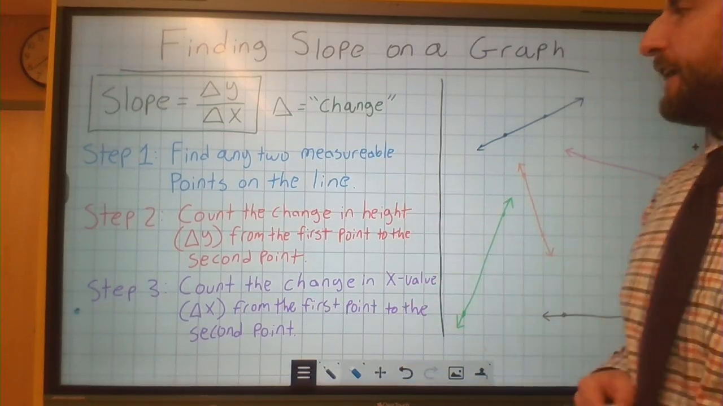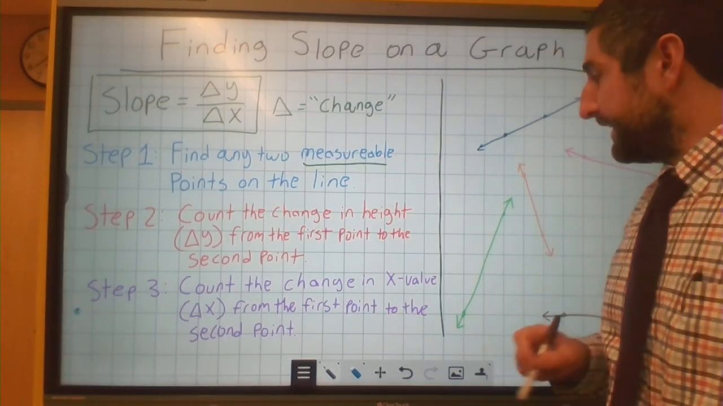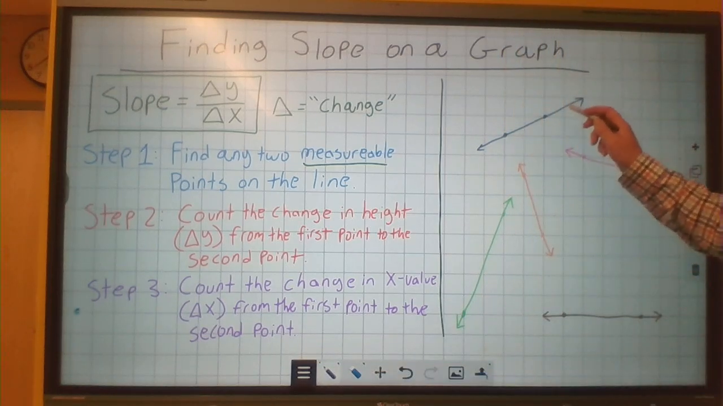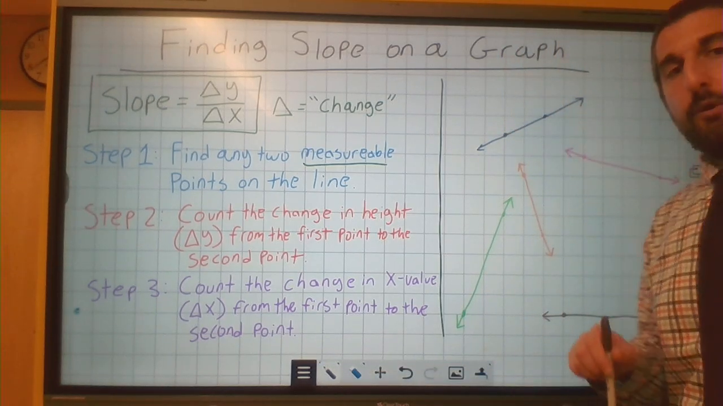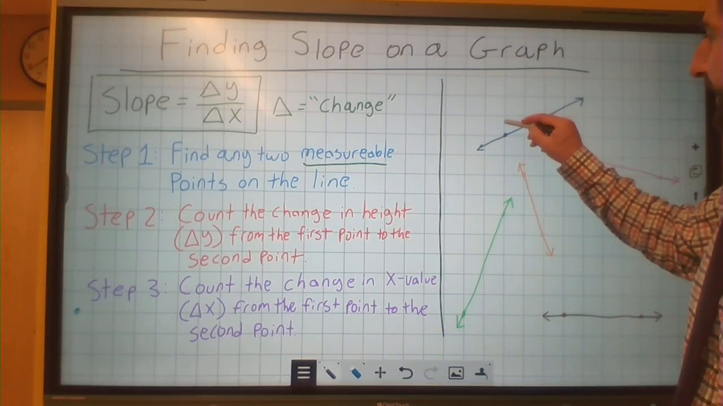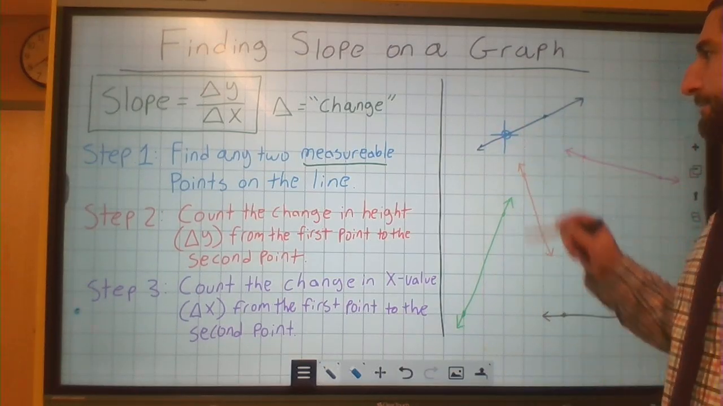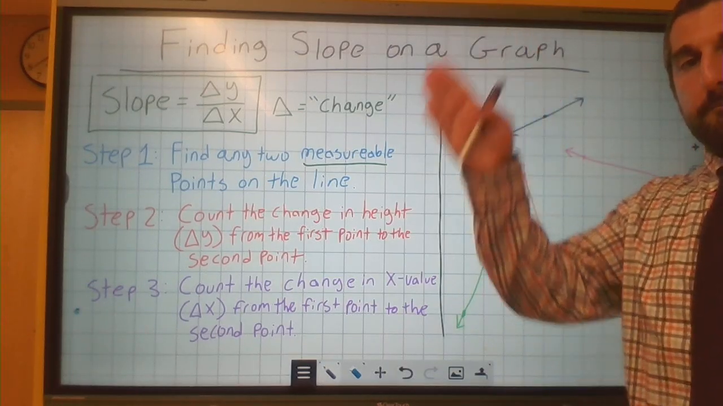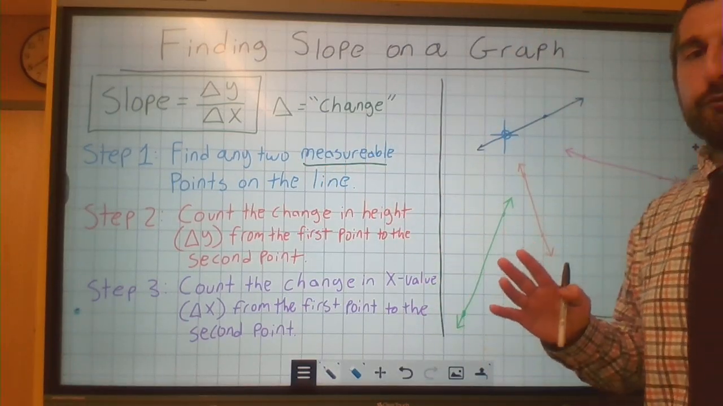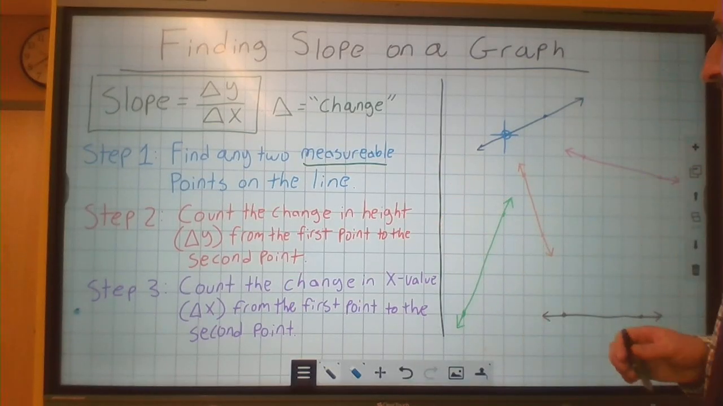So step 1 is to find any two measurable points on the line. Measurable being the operative word. So if I am looking at this blue line here, notice that I've already put the measurable points on it, but they have a specific thing in common. They are on spots where my blue line is crossing both coordinate lines, a vertical line and a horizontal line. Think of it like railroad tracks crossing right through an intersection of streets.